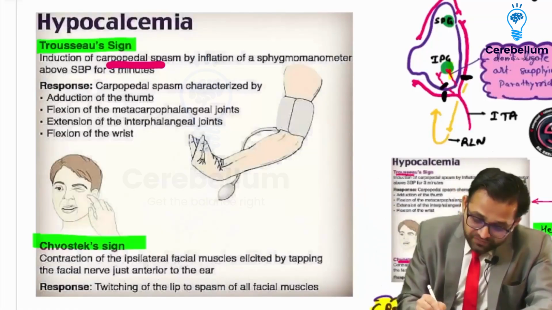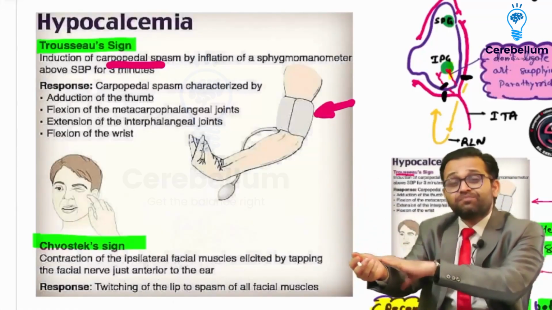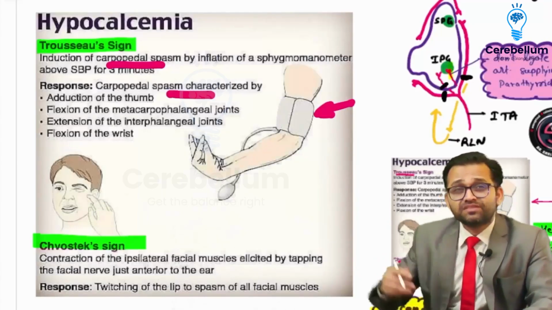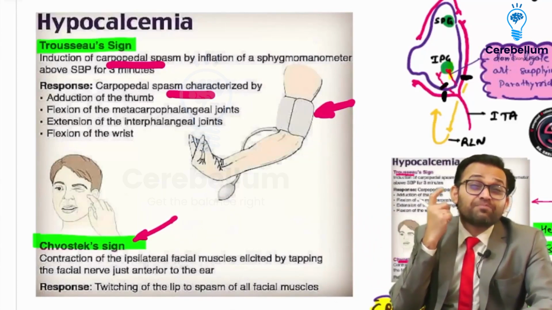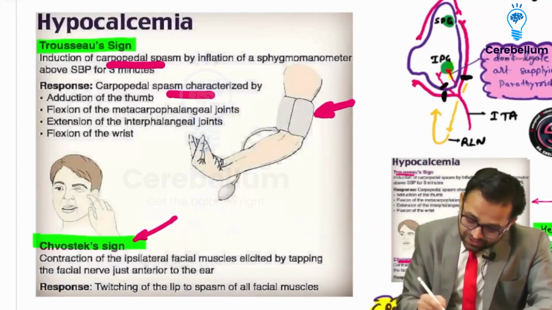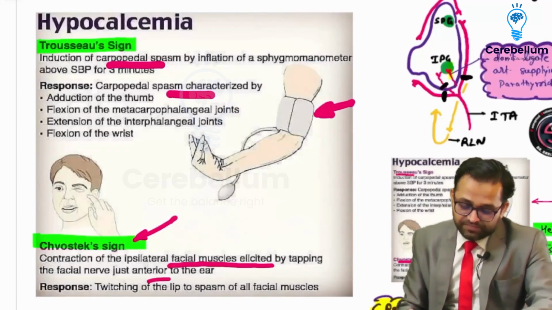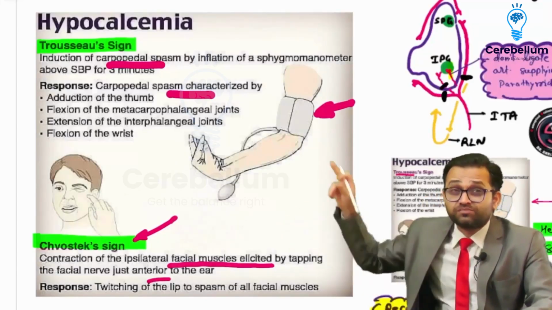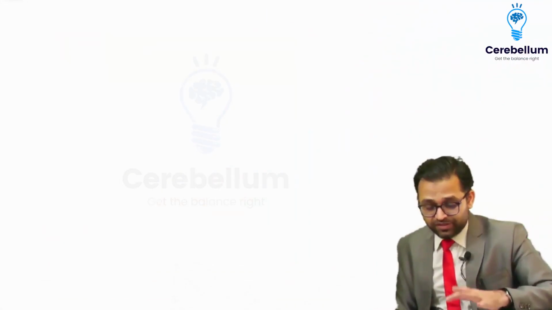You will see this whenever you tie the sphygmomanometer: there is a decrease in the blood supply, so calcium is reaching less. In that situation, there is a carpopedal spasm. This is the Trousseau sign, and this is the Chvostek sign, when you tap in front of the tragus. There is ipsilateral facial muscle contraction. Okay, so there is a contraction of the muscles. This is also due to hypocalcemia. So you must remember it in medicine. Okay, this is the beautiful integration.